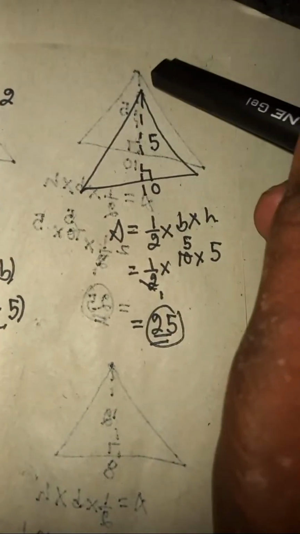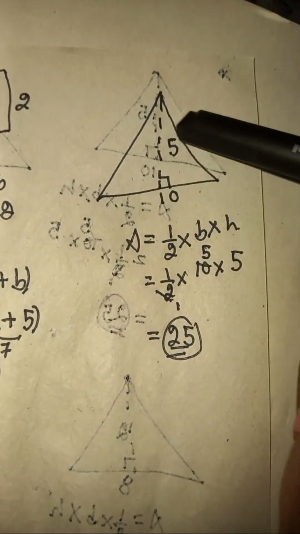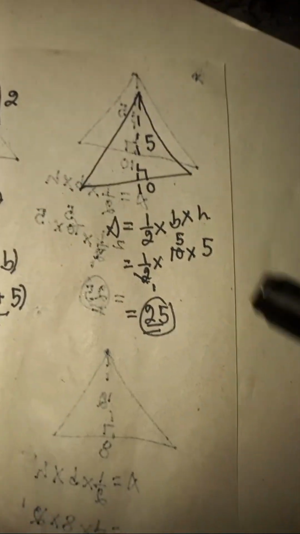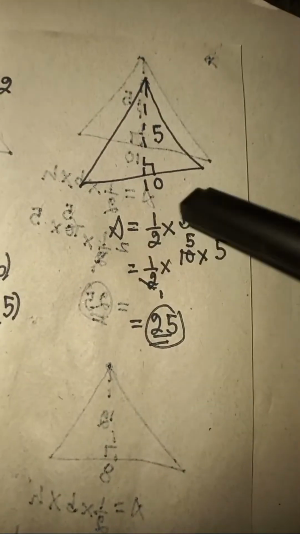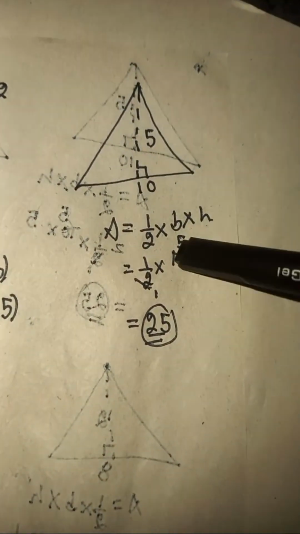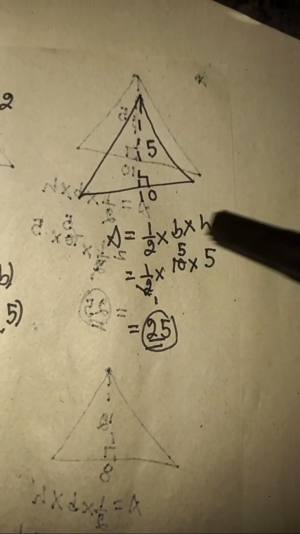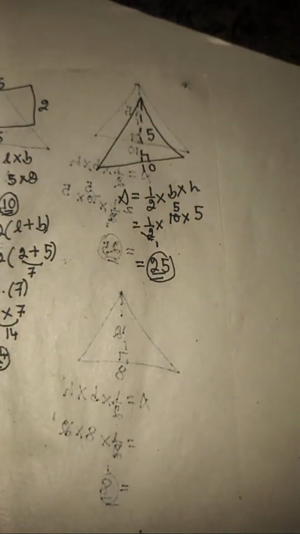And if you take a triangle, in a triangle the base length is 10 units and the perpendicular height is going to become 5 units. You're going to get half times 10 times 5. So 10 is the base length and 5 is the perpendicular height. 2 once, 2 five times, 5 times 5 is going to become 25.